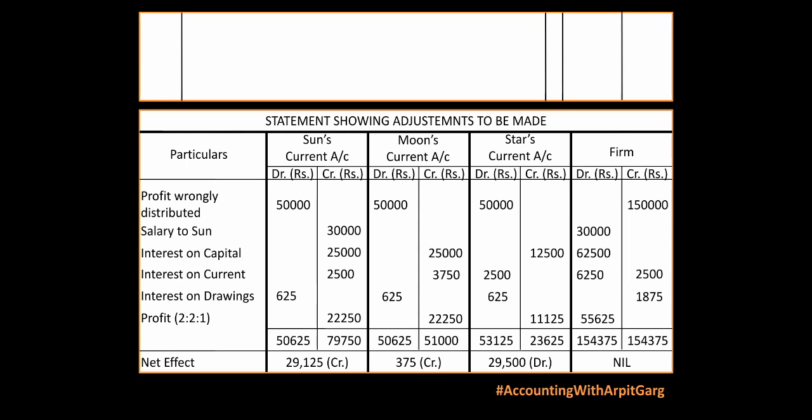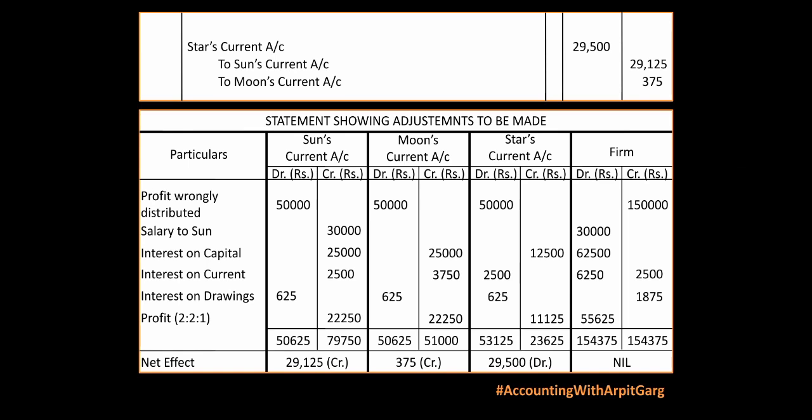That's it. Let's pass our entry. Sun's current account is to be credited. So to Sun's current account, 29,125. Moon, credit to Moon's current account, 375. Star, debit. So Star's current account debit to 29,500. That's it. This is done.